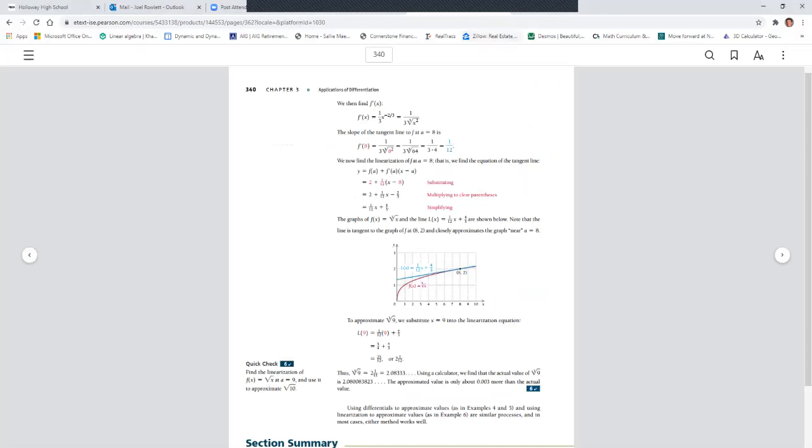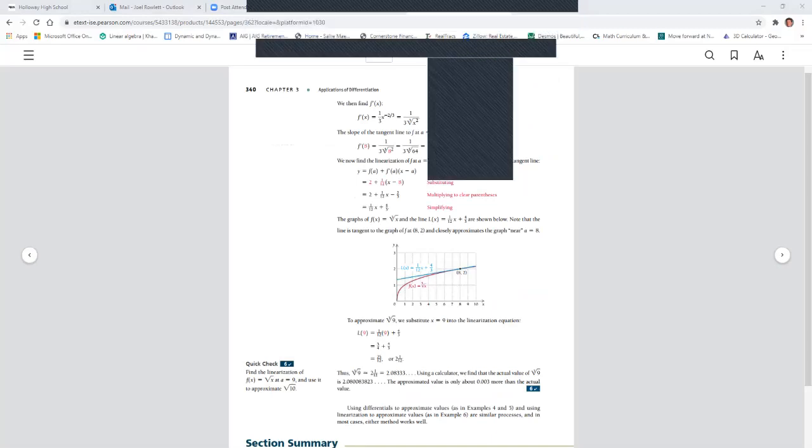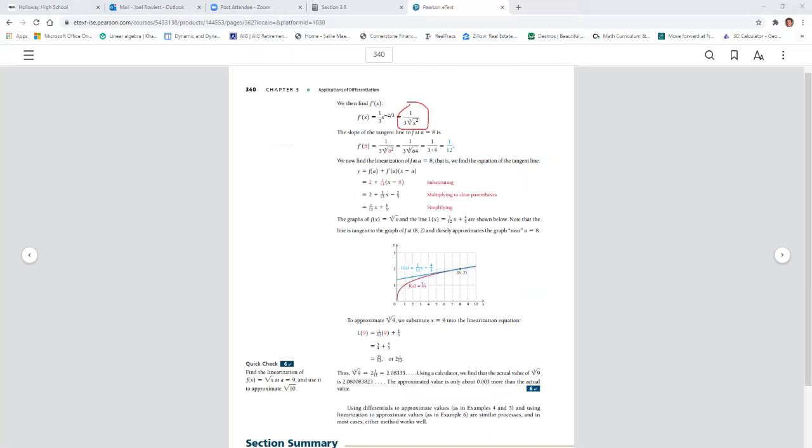If you take the derivative of the cube root of x, which is x to the power of 1/3, using the power rule, once simplified, we end up getting 1/3 on the cube root of x squared. And then we can find the derivative at 8. That would be the slope of the tangent line when x is equal to 8, and the derivative is going to be 1/12.